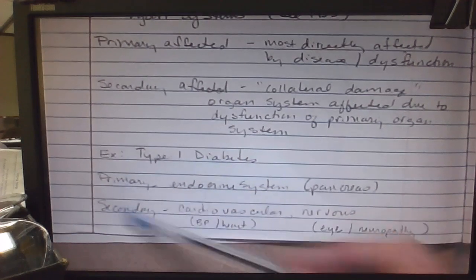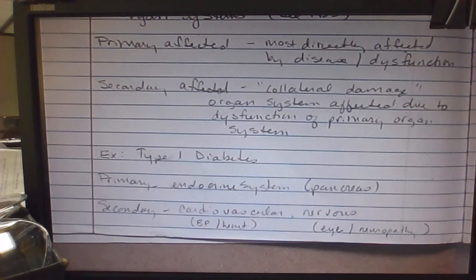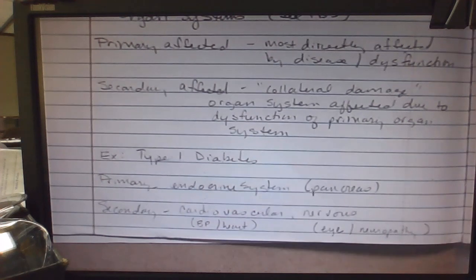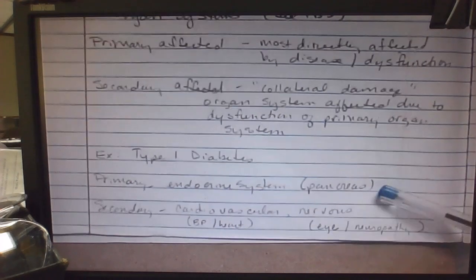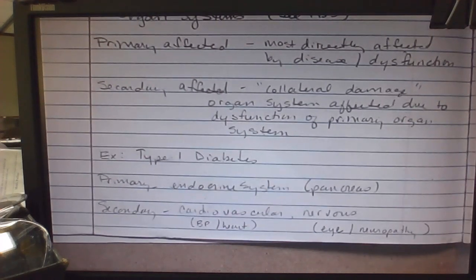But notice nowhere in here are we saying that either primary affected or secondary affected is the digestive system. We do think of the digestive system in conjunction with diabetes, but when you have diabetes, your digestive system is still doing what it's supposed to do. It's still breaking down that food, putting the sugar in the blood. It's just you don't have the insulin to get that glucose into the cells where it belongs.